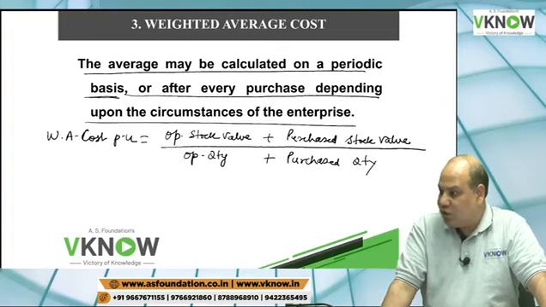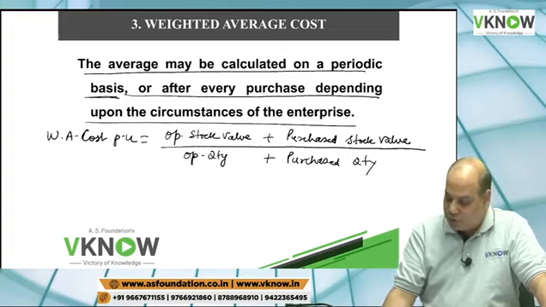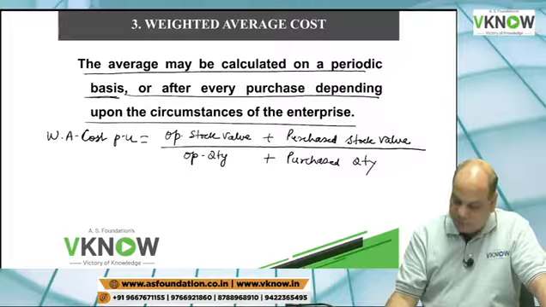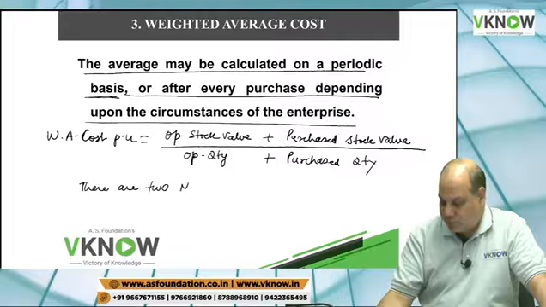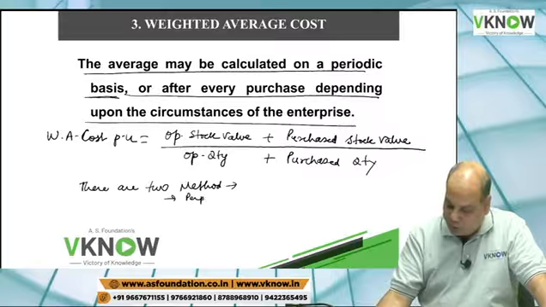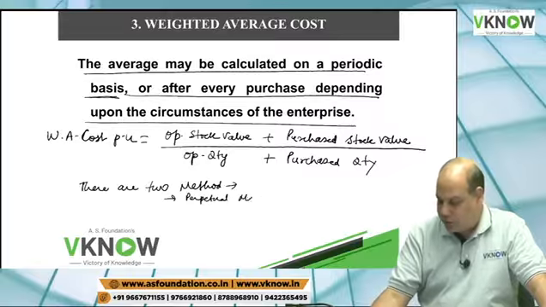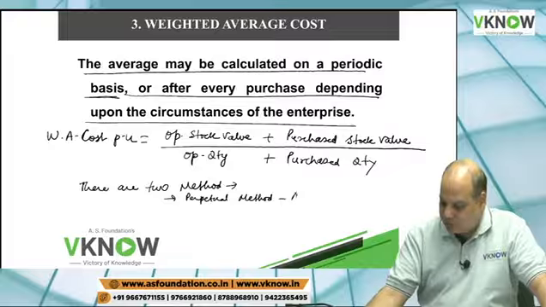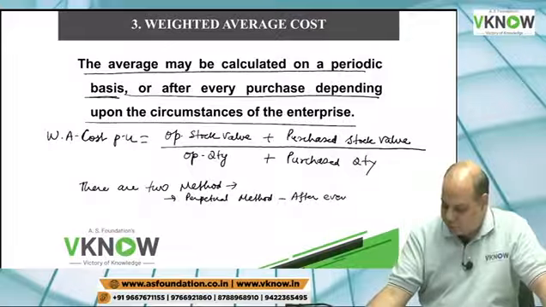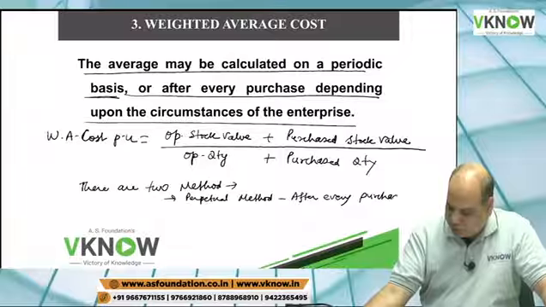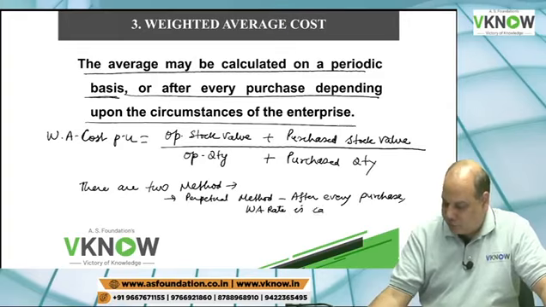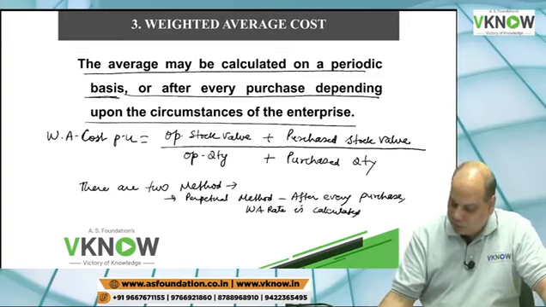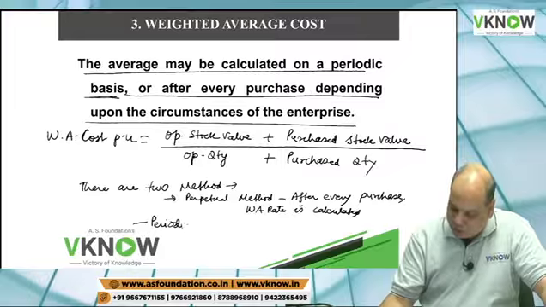Okay, so have you noted the formula? Here also we have two methods. In weighted average cost, there are two methods. One is called the perpetual method. After every purchase, the weighted average rate is calculated. That is called perpetual. Or there is one more method called periodic.